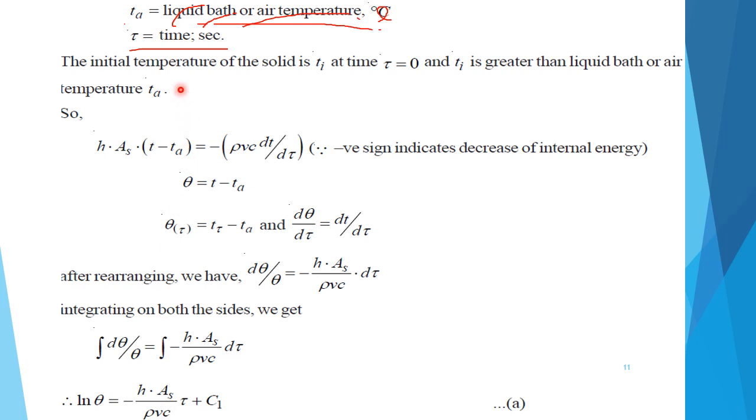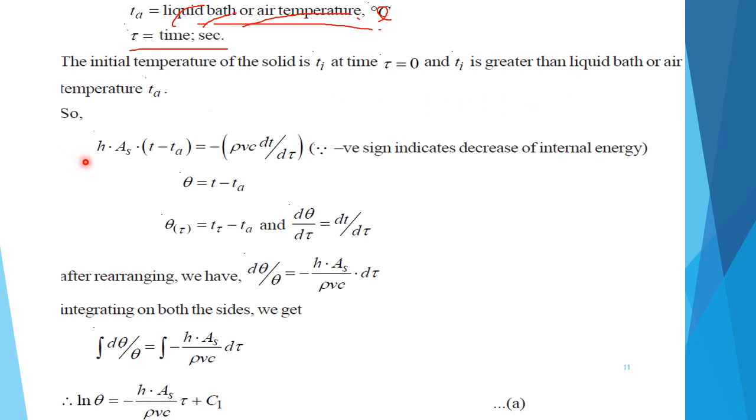Now we know that when time is 0, when tau is 0, at that time the solid is at Ti temperature, that is the initial temperature, and it is mentioned here that Ti is greater than the surrounding temperature, that is, it is more than the liquid bath temperature or air temperature Ta.